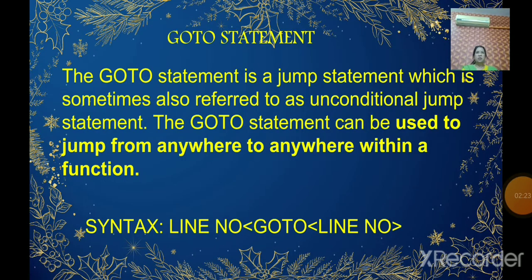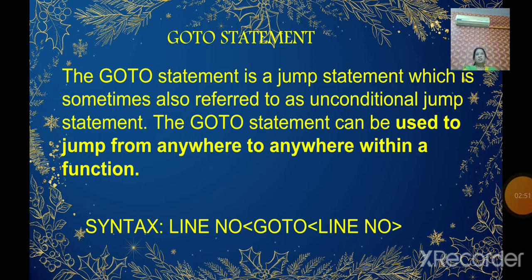Or you can say the go to statement is a jump statement. It is an unconditional jump statement. Or you can say there are two types of go to statement, the conditional statement and the unconditional statement. The go to statement can be used to jump from anywhere to anywhere within a function.